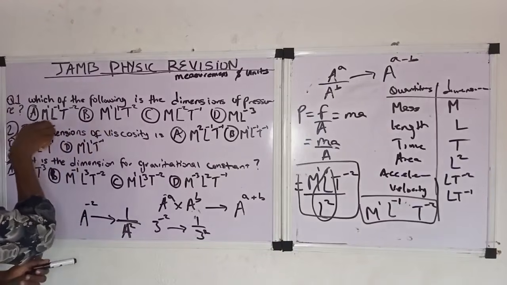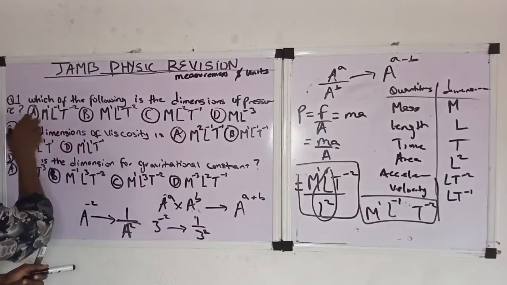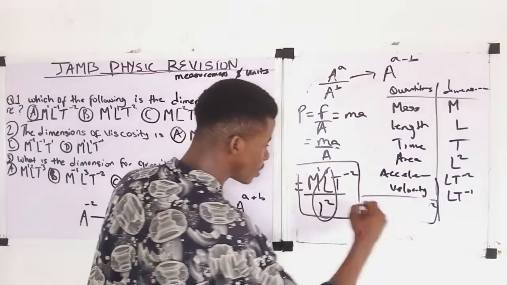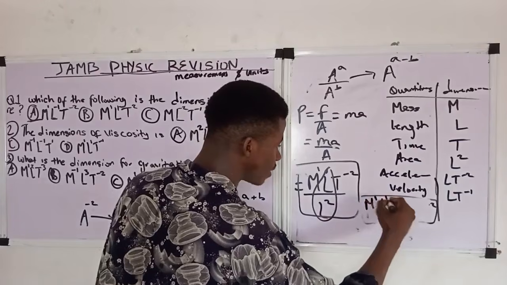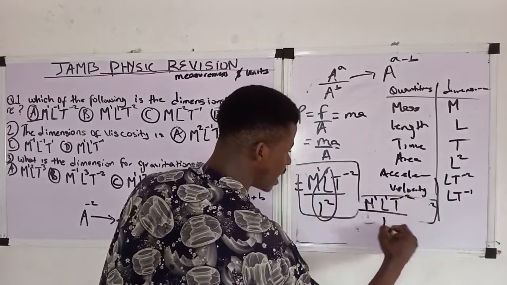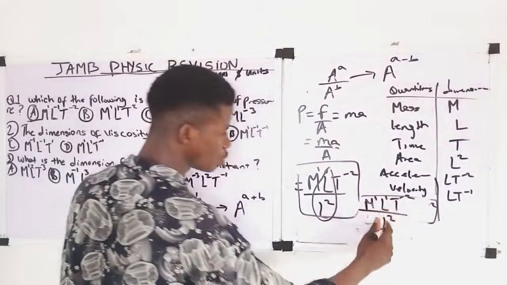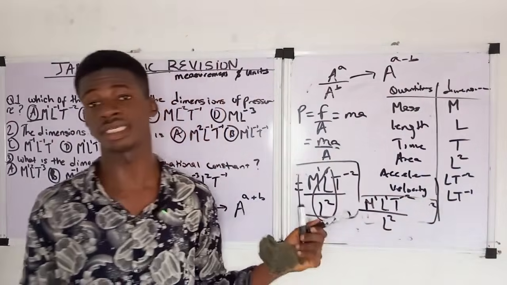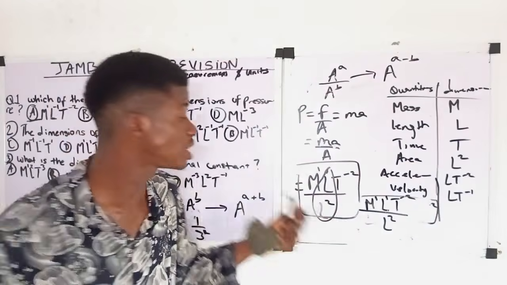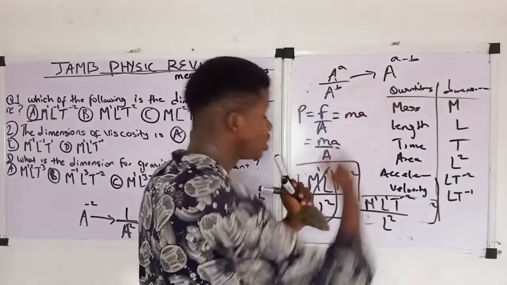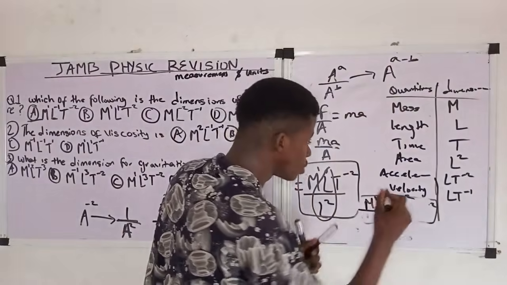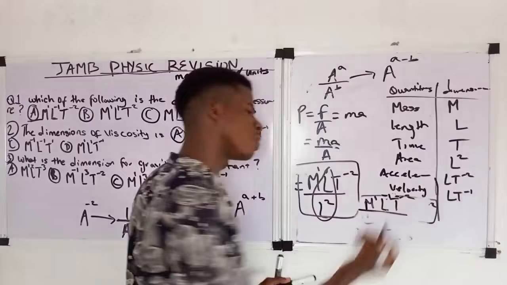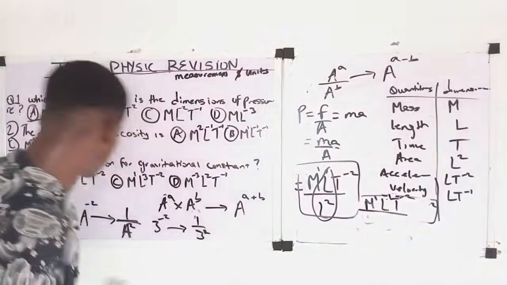M1 L raised to minus 1, T raised to minus 2. So that is just it, okay? Now let me break this down again. Normally we have something like this: M1, L1, T raised to minus 2 divided by L2, right? If you look at these two, both of them are the same base, right? So what are we going to do? We just take one of them, according to this, and subtract their powers. So 1 minus 2 will give us minus 1. So that is just it.